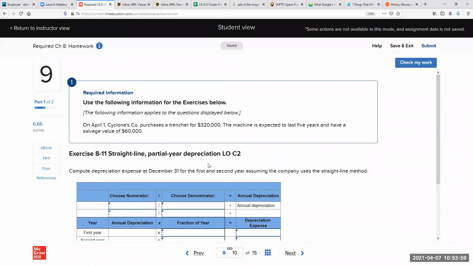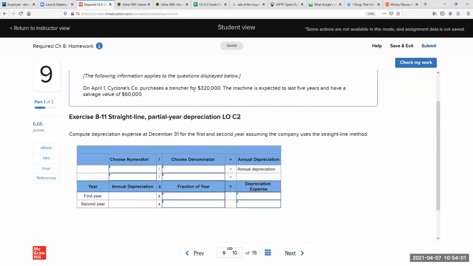All right, now they want you to do partial years. Purchase a trencher for 320, expected to last 5 years, have a salvage of 60. They use straight line. And here's the thing, though, they bought it in April. So how many months is April? How many 12ths is that? January, February, March, that's 3. You didn't buy it then, so it's 9 12ths left.